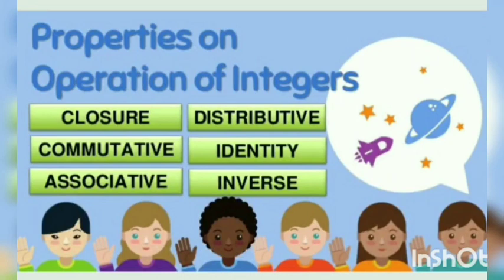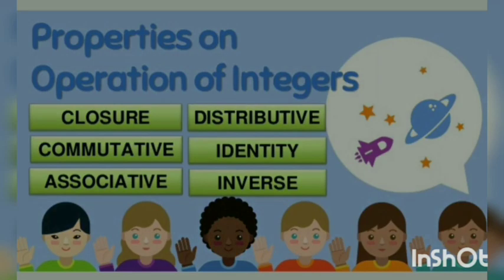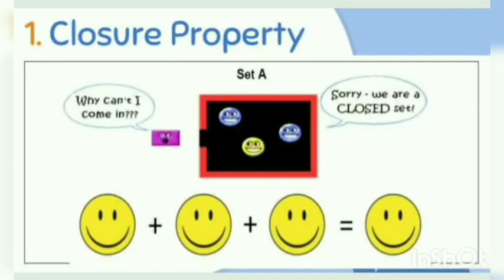In this part, we are going to discuss properties on operation of integers. So, firstly, we will discuss closure property, commutative property, and at last, associative property. Let us try to understand the closure property with the help of this diagram.